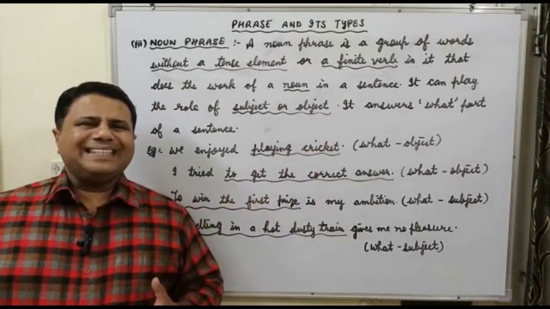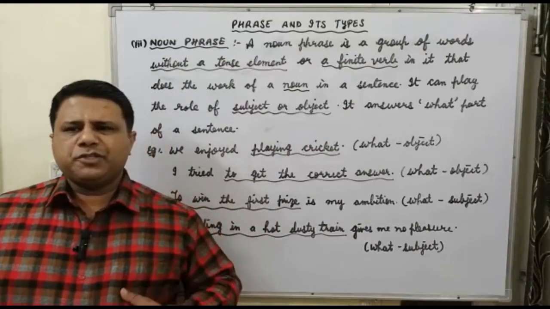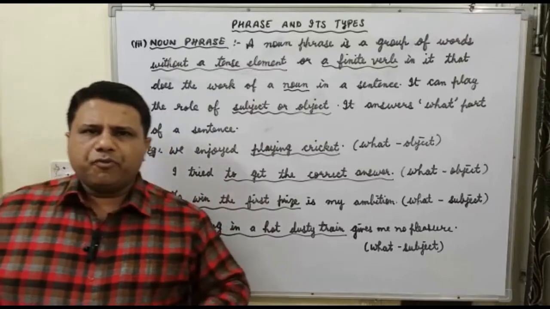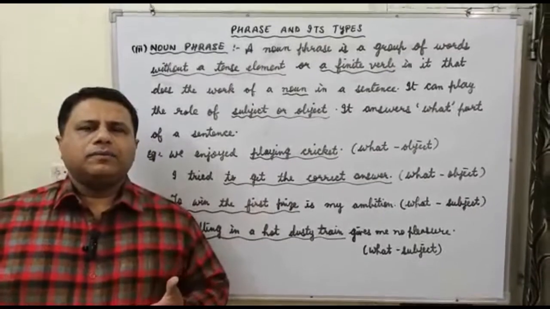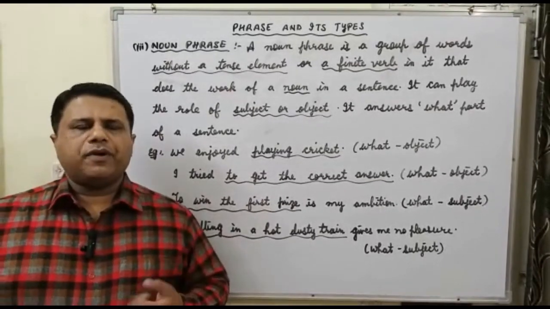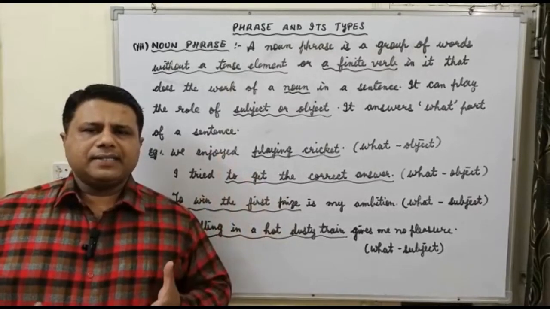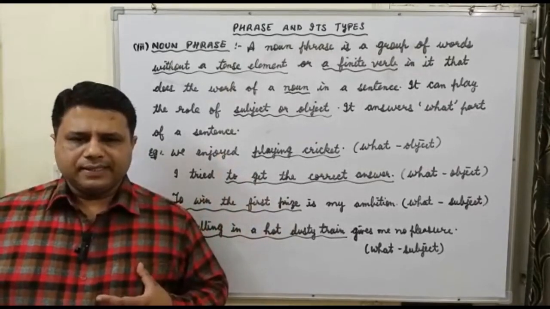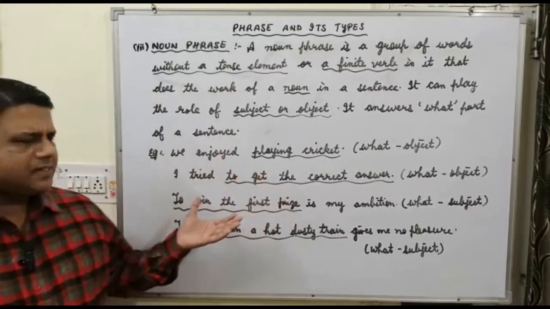Like adjective phrase tells us who, whom, or which part of a sentence, adverb phrase answers the how, when, where, or how often part of a sentence. Noun phrase answers the what part of a sentence. So here are some examples.